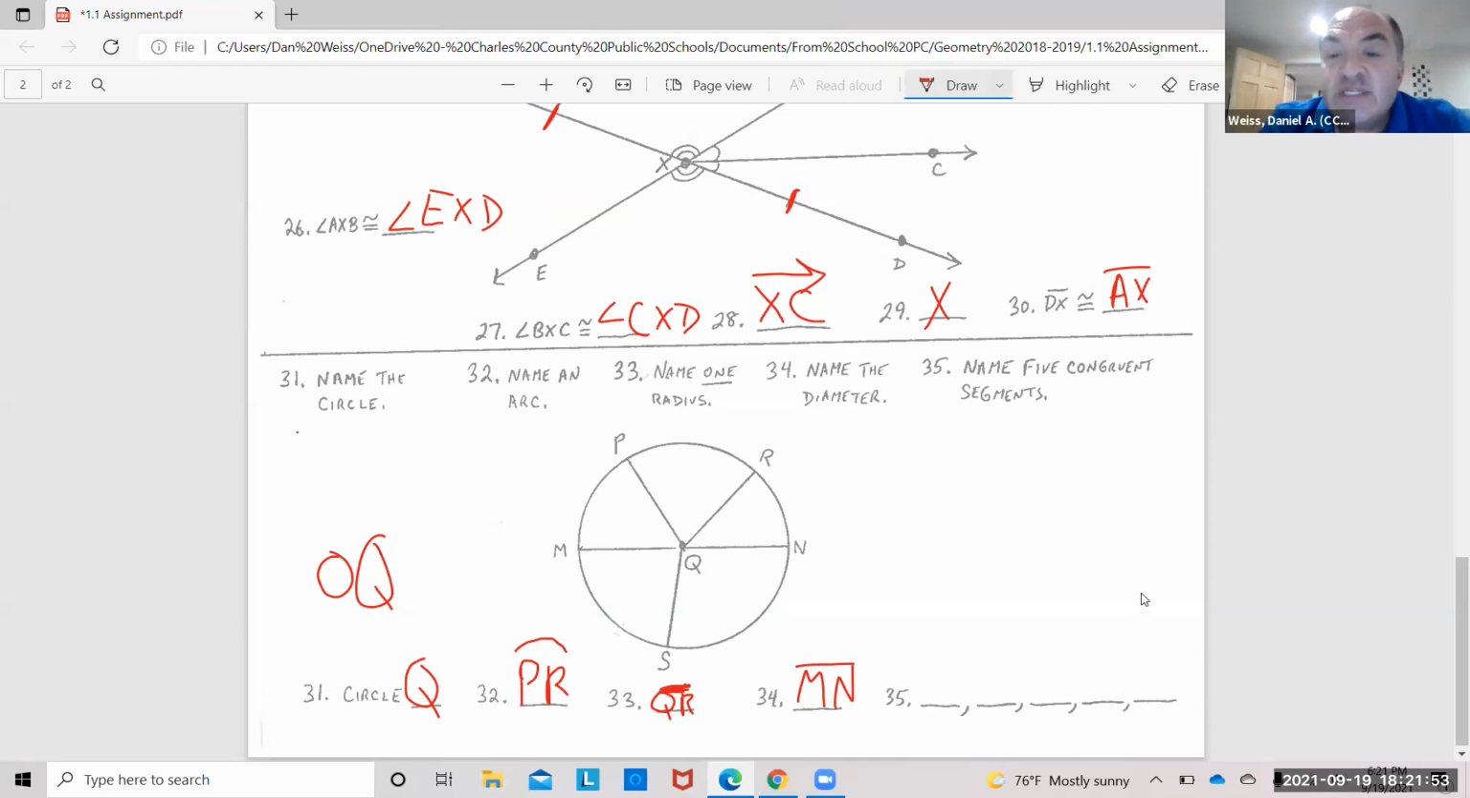Name 5 congruent segments. Those are the radii, or radiuses. We don't say radiuses, it's radii. That's more than one radius, radii. So it's going to be QP, QR, got to put the bar, QN, QS, QM. All 5 are congruent because they're all the radius.